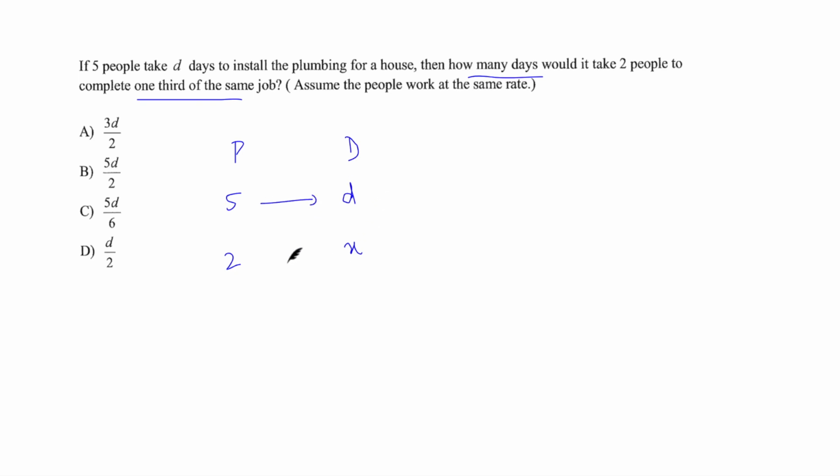So as it is inverse proportion, you multiply the numbers that are in front of each other. We get 5D equals 2X. X equals 5D over 2. So it basically takes 2 people these many days to complete the job. But we are talking about one complete job here. But our target answer is a little different. We have to find how many days it would take 2 people to complete 1/3 of the same job. So we need to multiply this answer by 1/3, by dividing by 3 basically.